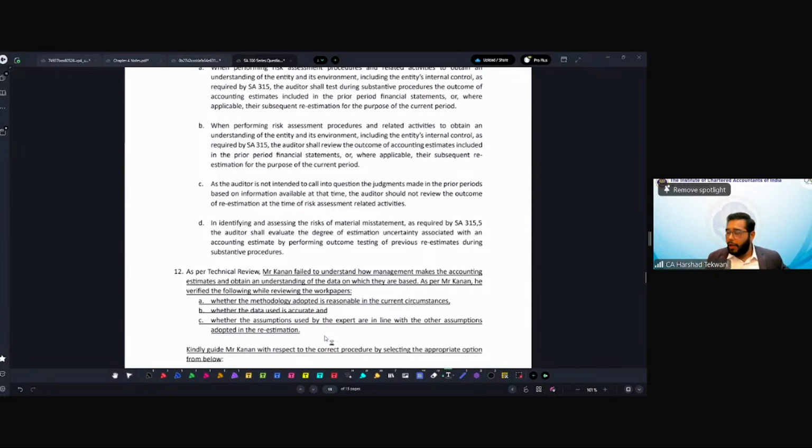But rather than going on to the options, you tell me what was missed over here. What Mr. Kannan missed when he was reviewing, or auditing, the accounting estimate. Come on.